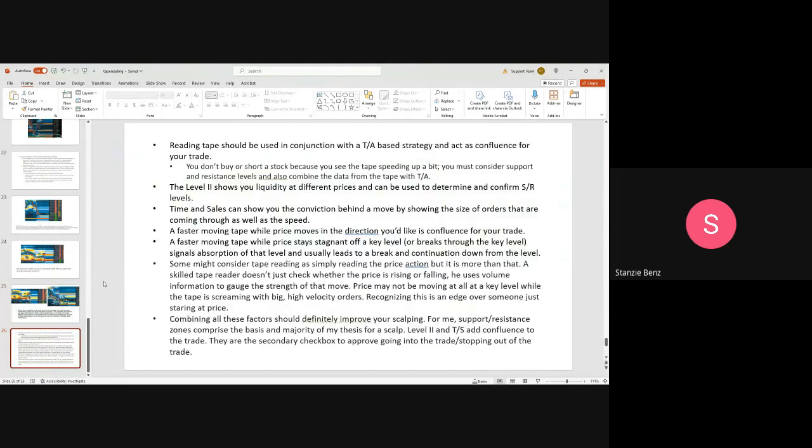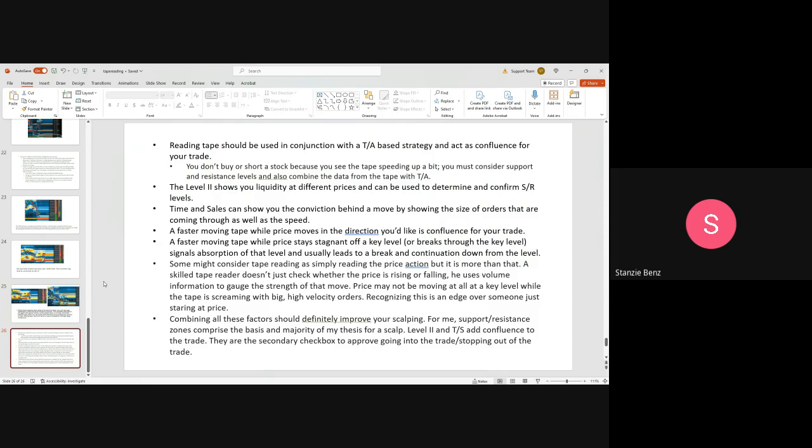Okay, quick summary of everything, and then we're going to go through some questions. So reading tape should always be used in conjunction with a TA-based strategy and act as confluence for your trade. It should not be the basis of your trading. You don't buy or short a stock because you see the tape speeding up a bit. That's just not enough information. You need to consider support and resistance levels and also combine the data from the tape with your technical analysis.